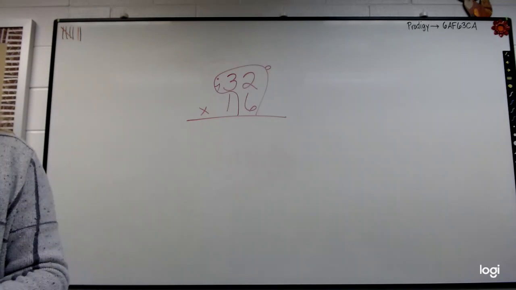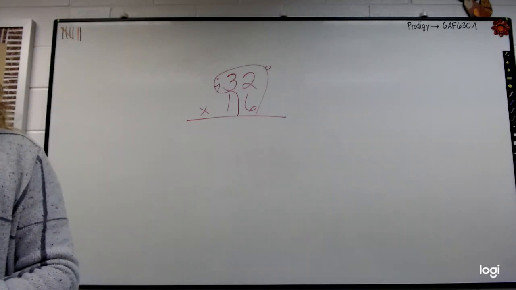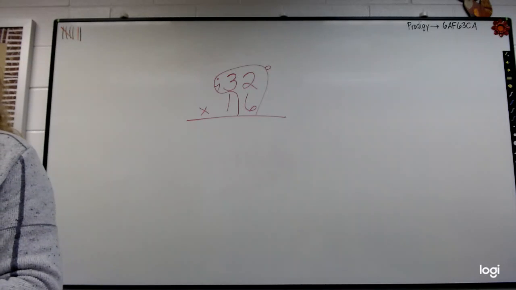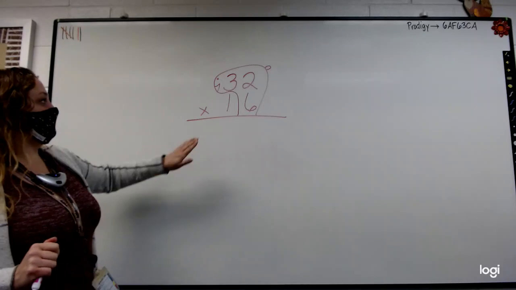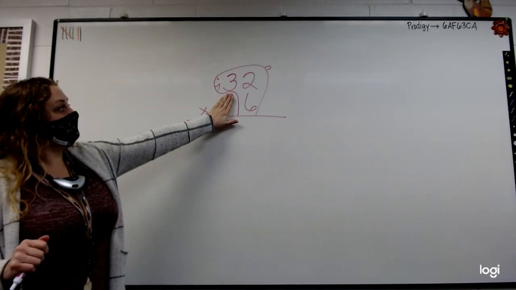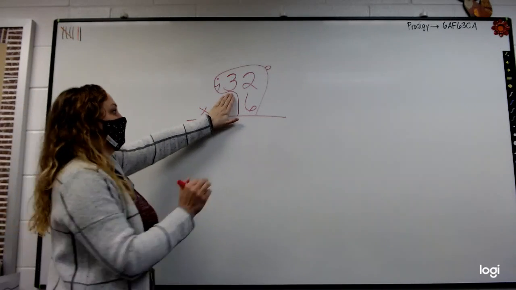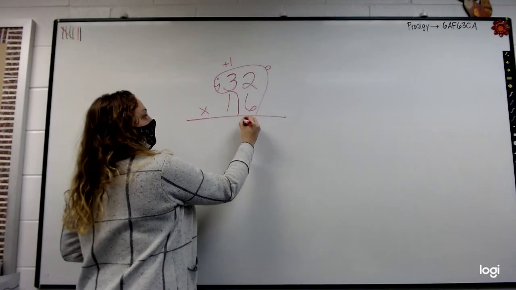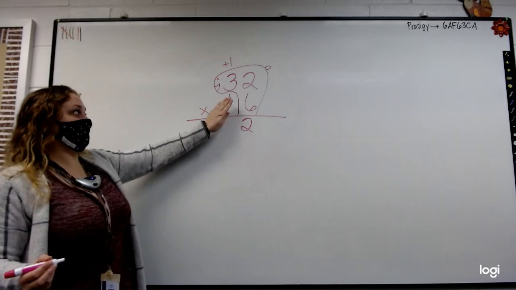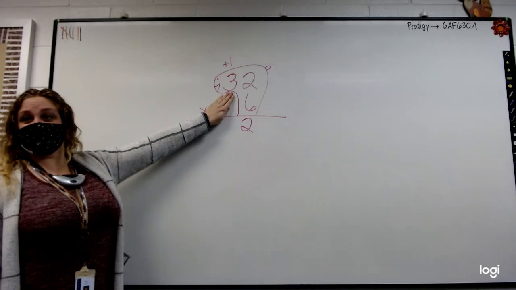I'll wait till I see that on everyone's board. Okay, what's my first step? Hayden? 6 times 2, which is 12. Good. And my 1, I have to put up on top of my turtle's head, right? Yep. And the 2 goes here. All right, remember, we're ignoring that 1 for now. It's left out in the first step.